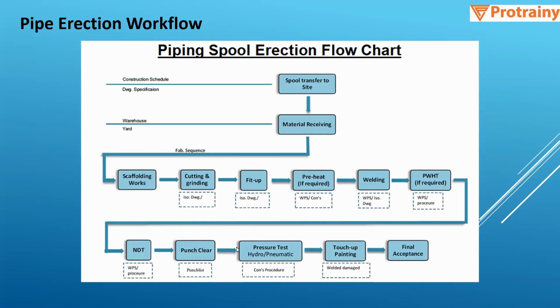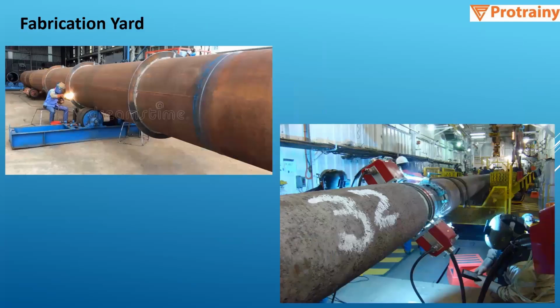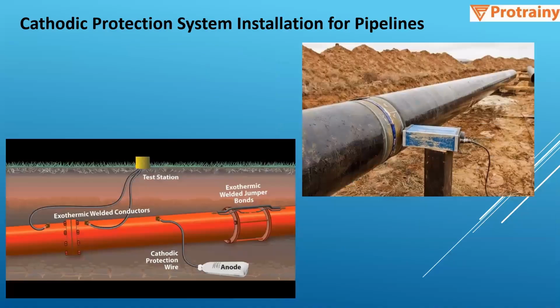After that, we'll be doing the hydro test or pneumatic test, and at final we'll be doing the painting and insulation. So you can see the sequence. This is scaffolding erection, then fabrication at yard is going on. Then this is also an important system with respect to pipeline. So cathodic protection system is required for the pipes which are buried under the ground, to protect it from getting eroded.